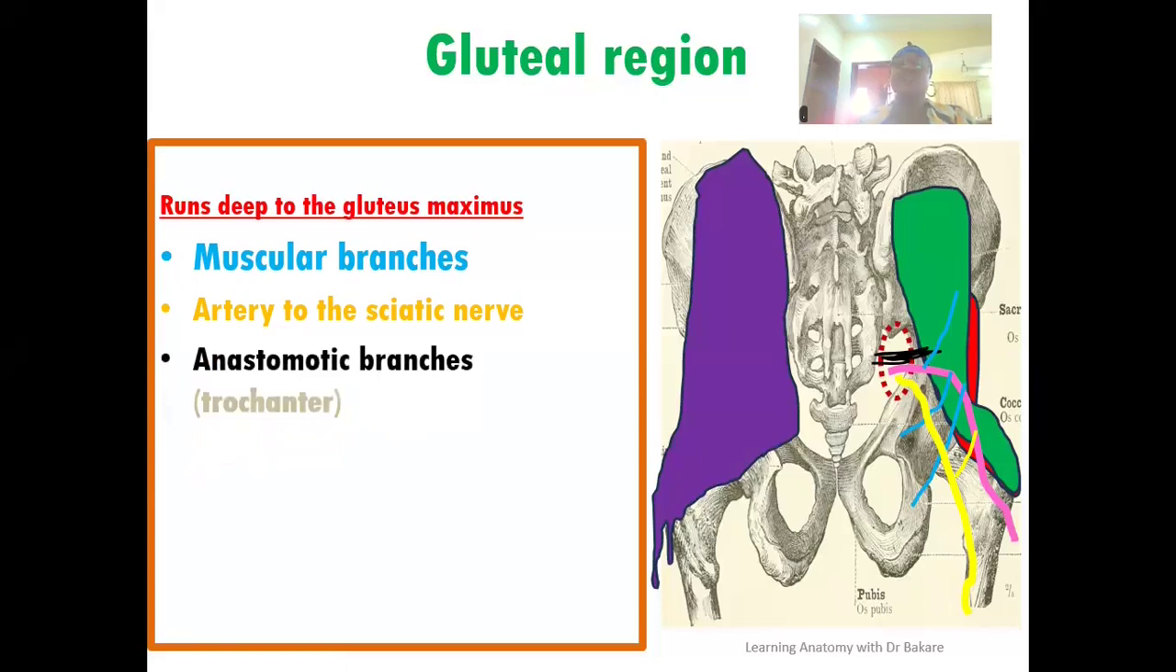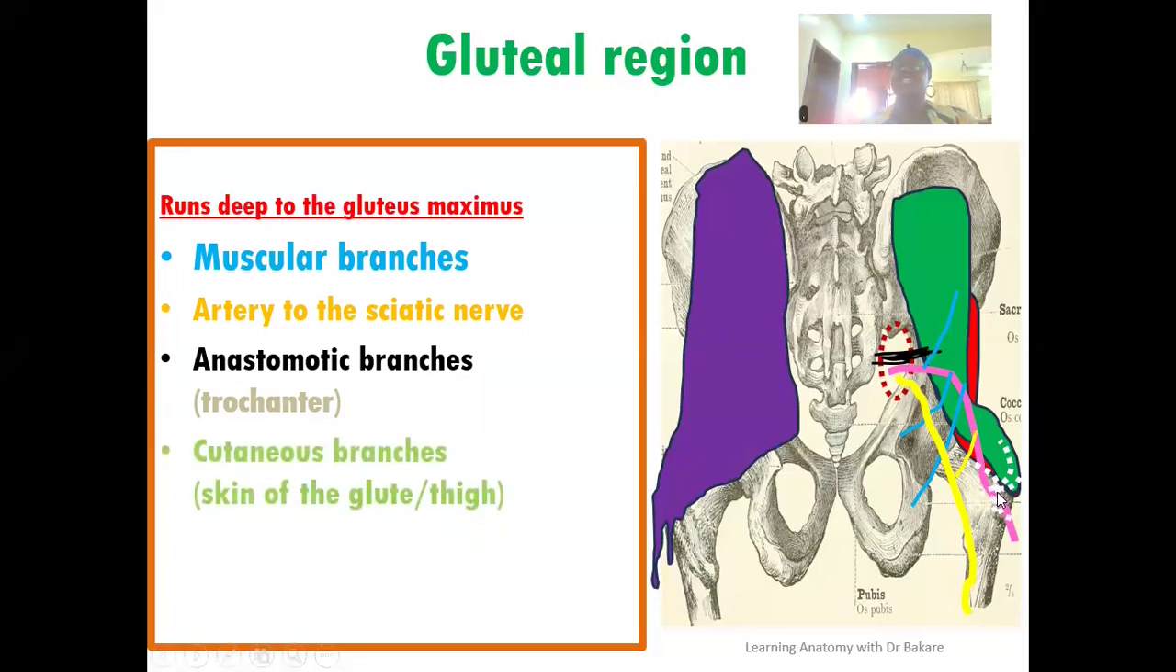Then you have anastomotic branches. These anastomotic branches are seen to create anastomosis around the trochanter of the femur. And this is what is highlighted here in white. So you see a number of branches also contributing to the formation of anastomosis around the trochanter of the femur. And this is what is highlighted here at this point.